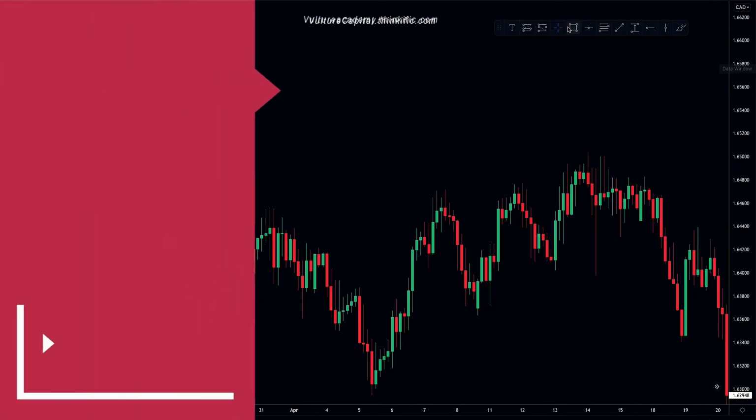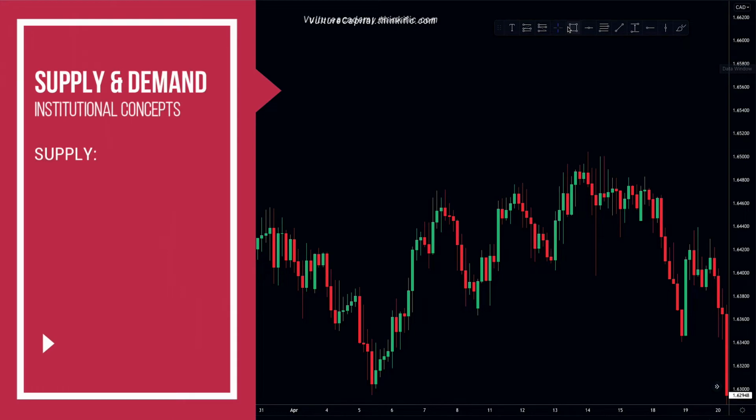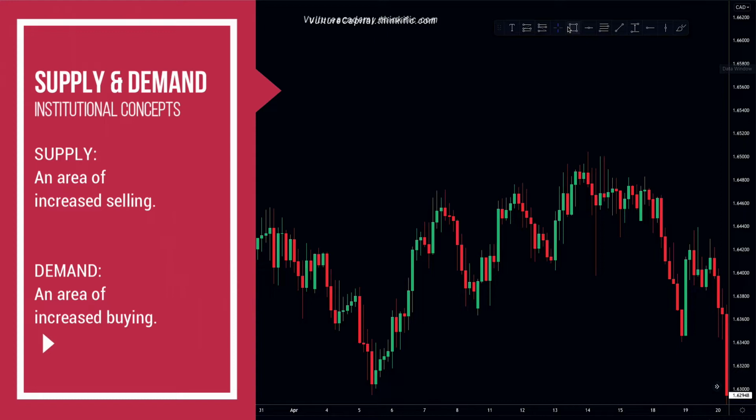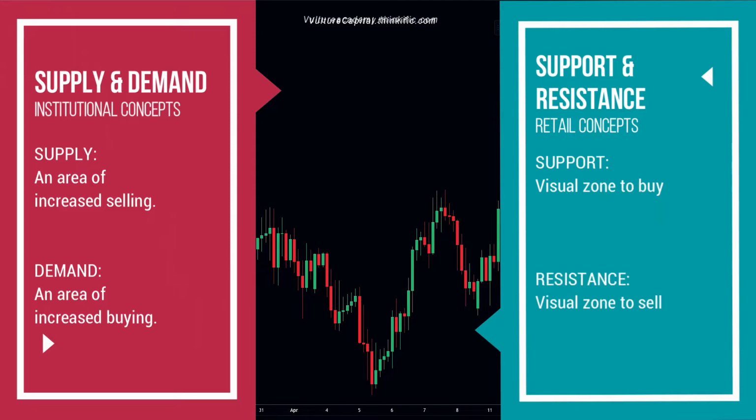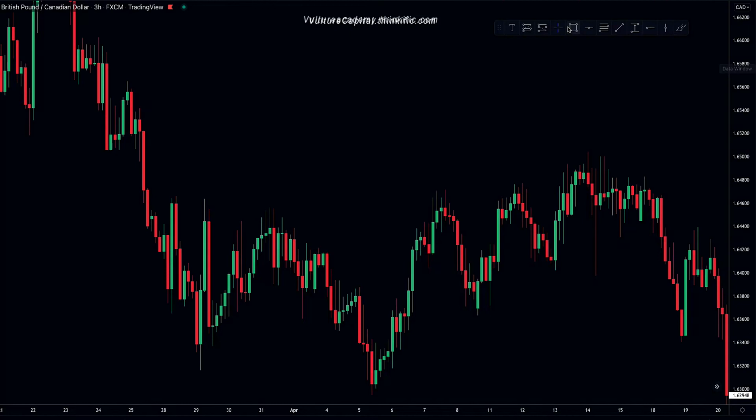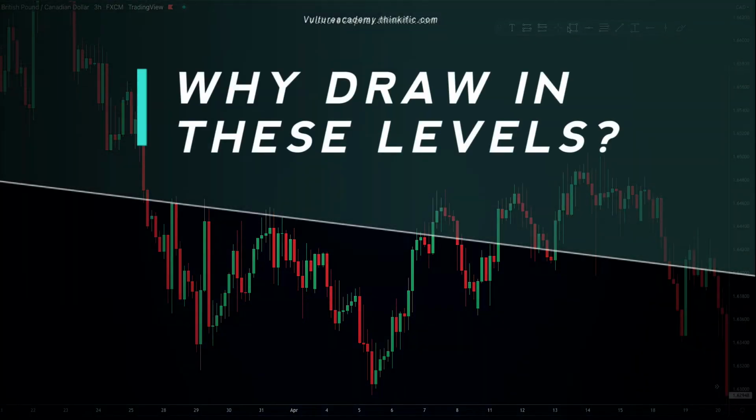Well, supply and demand are institutional concepts in which we define supply as an area of increased selling and demand as an area of increased buying. Support and resistance, on the other hand, are retail trader concepts, with nothing but what we observe on the charts backing them up.